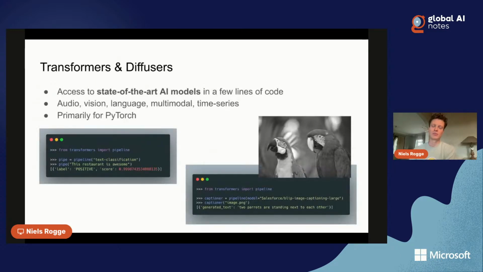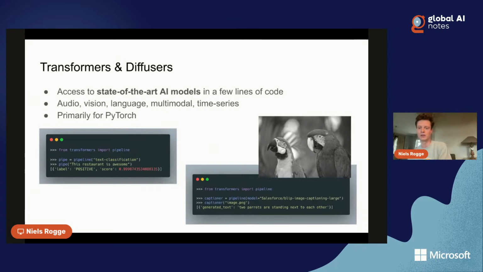So yeah, a bit more in detail on all of these libraries that Hugging Face has built. So the Transformers library is, of course, the most known one. It provides access to all of these state-of-the-art AI models in just a few lines of code. And they are spread across all of these modalities. So it's not just language.